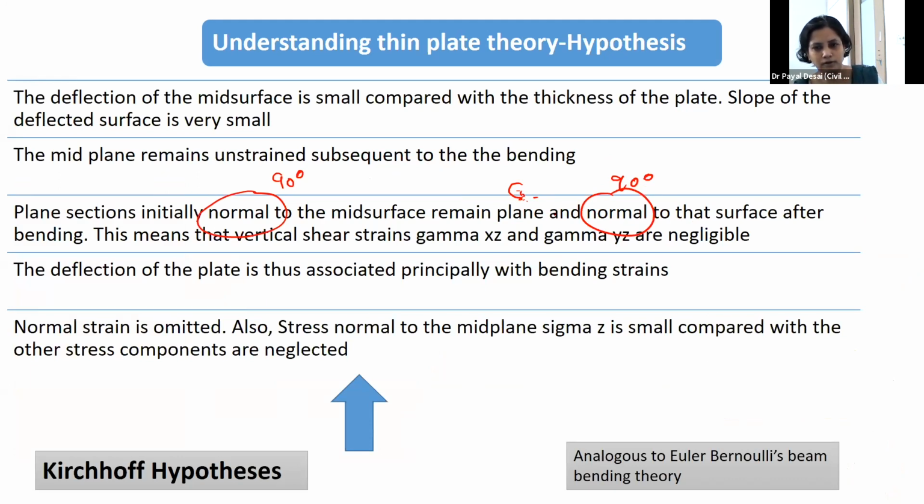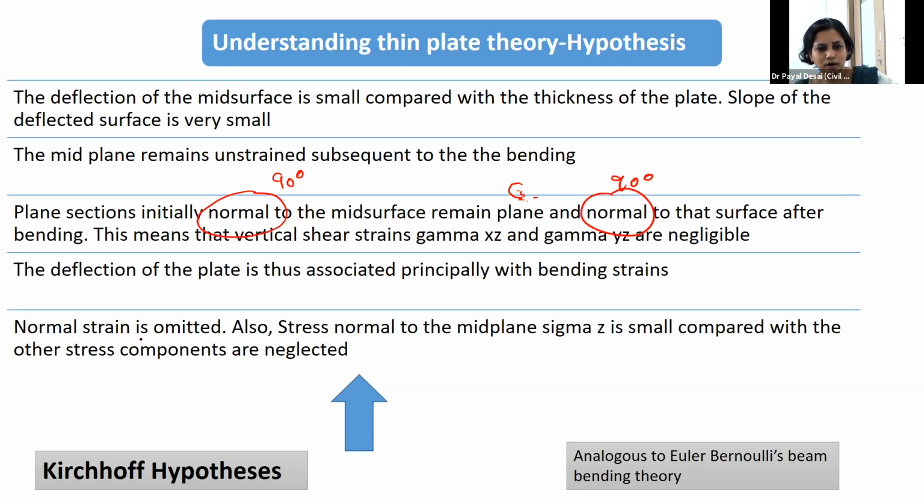Okay, the other assumption is that the deflection of the plate is associated principally with bending strain. So there will be only bending strain. Shear strain won't be there in the z direction, but there will be shear strain in x and y. Basically, in-plane shear will be there. Because the thickness is small, in-plane shear will be there, but there won't be the shear strain component gamma xz and gamma yz, the planes covering the z axis.